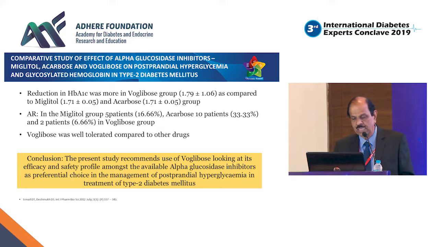So the conclusion of the study was that the present study recommends the use of voglibose, looking at its efficacy, safety, and profile amongst available alpha-glucosidase inhibitors, as a preferential choice in the management of prandial hyperglycemia in type 2 diabetes.